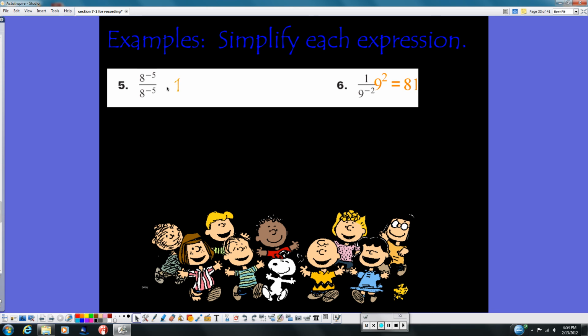The other way we could do it is we could bring this 8 to the negative fifth up to the top and make it 8 to the fifth, and take this 8 to the negative fifth down to the bottom and make it 8 to the positive fifth, and again you're still going to get 1. Over here, 1 over 9 to the negative second is going to give us 9 squared up top, which is equal to 81.